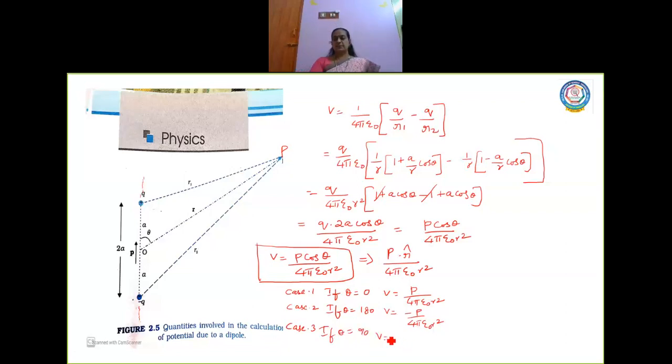90 degrees, in the sense that the point P is exactly perpendicular to the dipole, I mean from the center of the dipole. In that case, cos 90 will be 0. So potential is going to be 0. So these are the three cases, right?